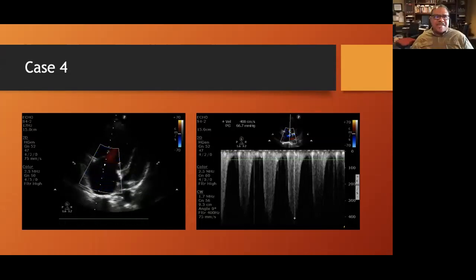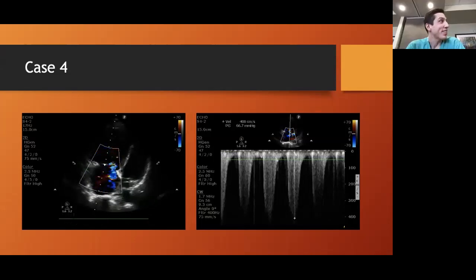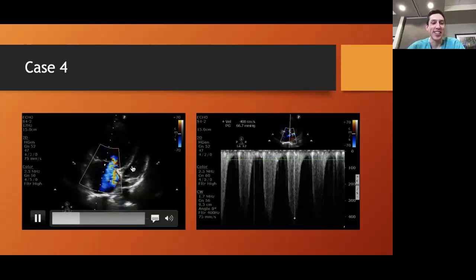Yeah, it seems like your ability to improve ejection fraction is 0. Yeah, I mean, his ejection fraction is 100%. So.